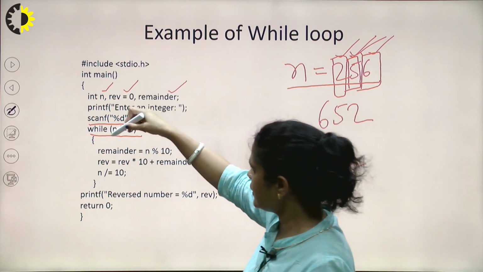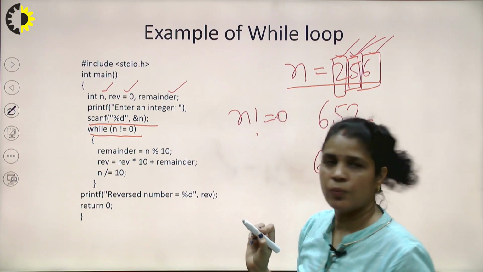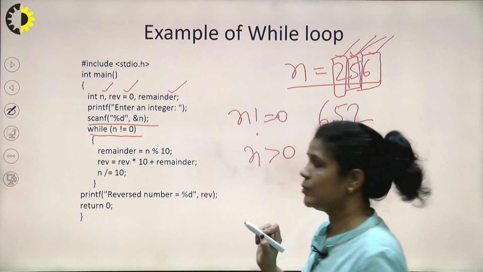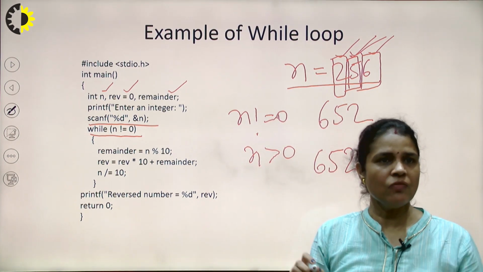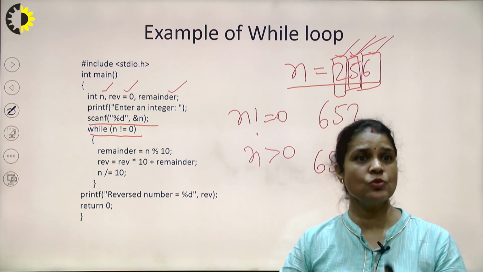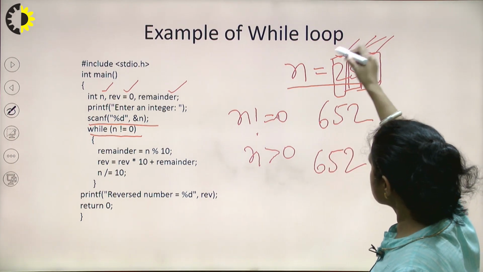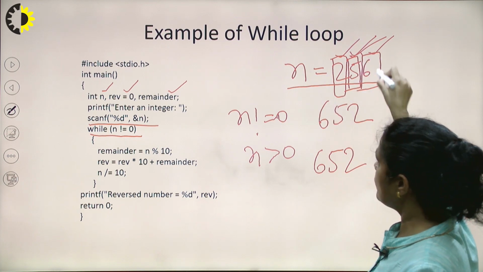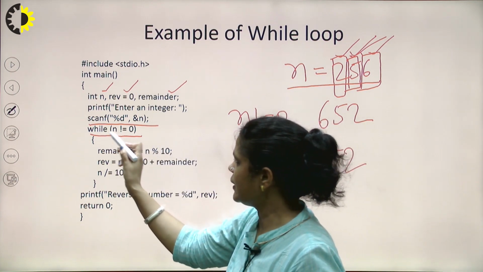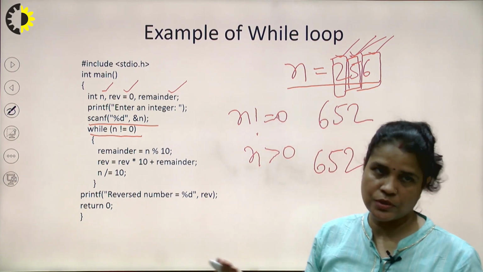So what can we write here? While n is not equal to 0. Or we can write n is greater than 0. It means when n becomes 0, then we need to stop the loop. If n is greater than 0 or n is not equal to 0, we need to run the loop. When we take out all the digits from this number, then this number will become 0. So we need not run that loop, right? So we can write n is not equal to 0 or n is greater than 0. Both conditions will work here for reversing the number, right?